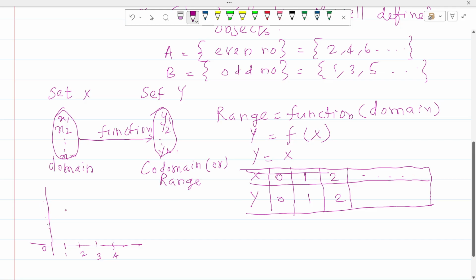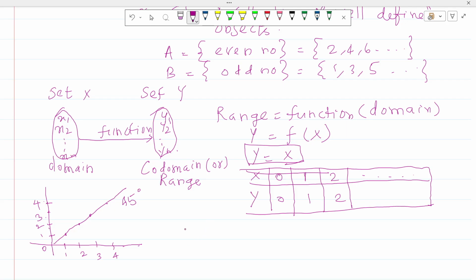Similarly we can write here y equal to 1, 2, 3, 4. So at x equal to 1, y equal to 1, at x equal to 2, y equal to 2, x equal to 3, y equal to 3, x equal to 4, y equal to 4. If you join all the points here, you will get that 45-degree straight line, that is the y equal to x graph. Is it not?